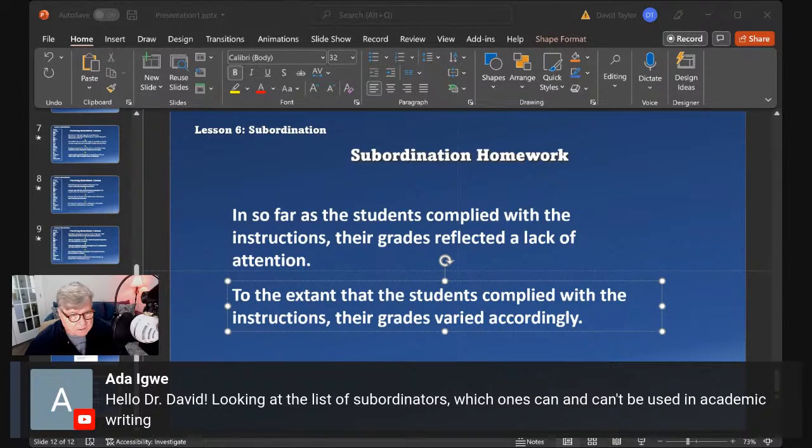Ada says, looking at the list of subordinators, which ones can and can't be used in academic writing? They can all be used in academic writing, Ada. Some are a bit more informal than others. For example, the adverb just is a bit on the informal side, but I specifically chose all of them so that they could be used in your academic writing.